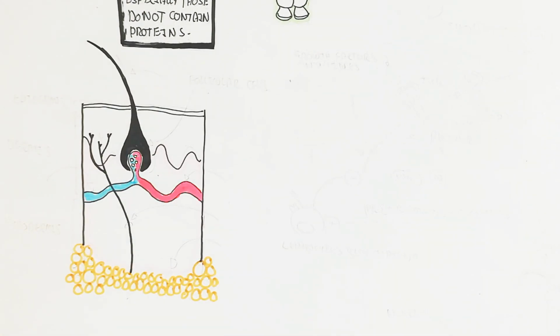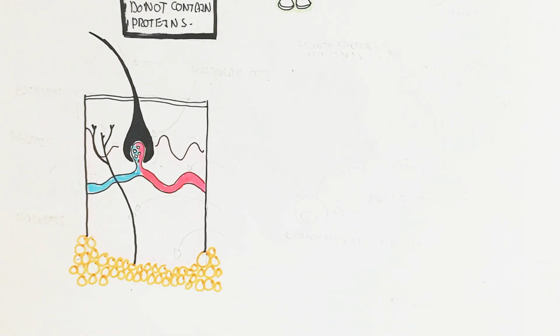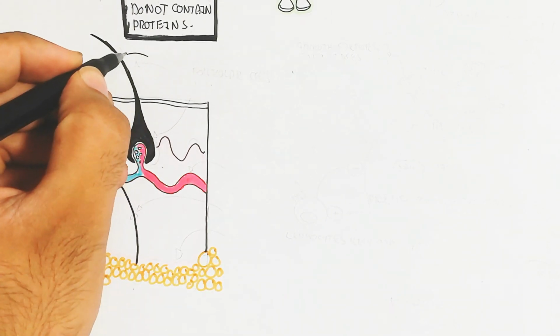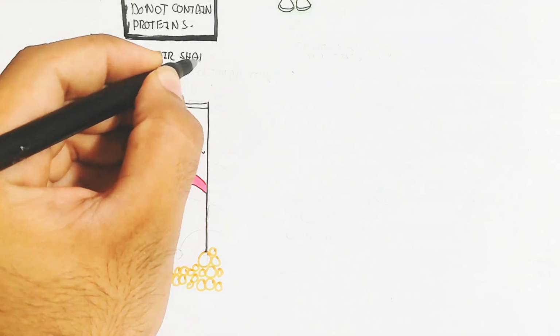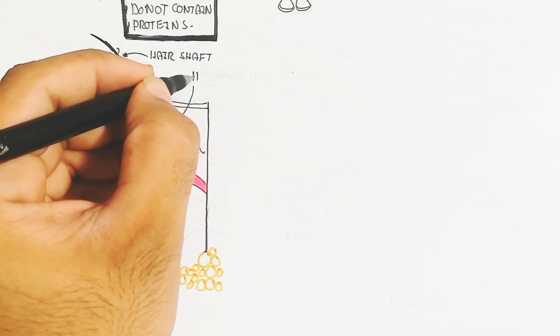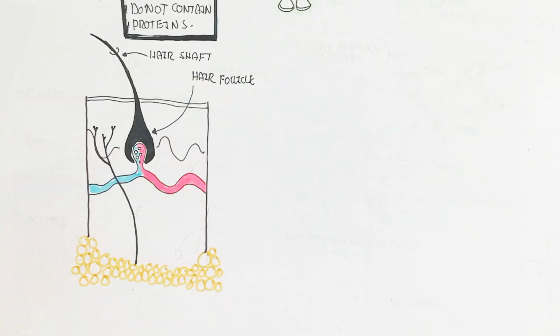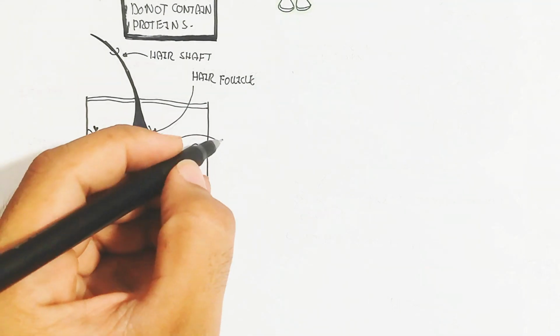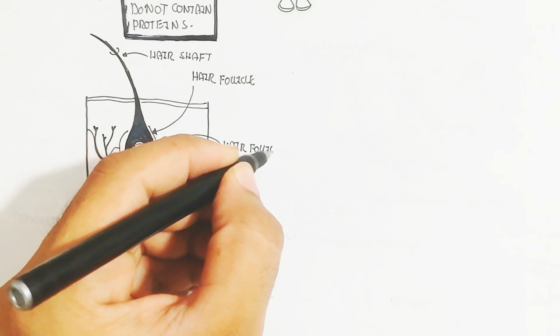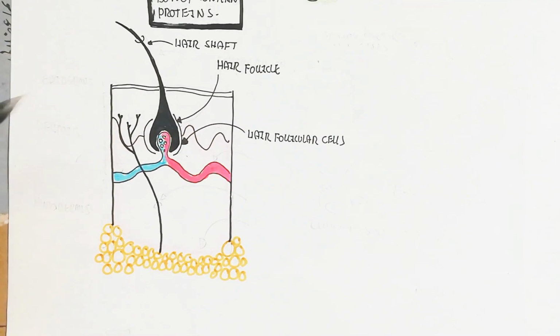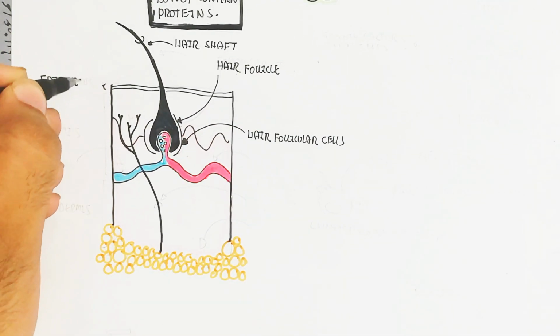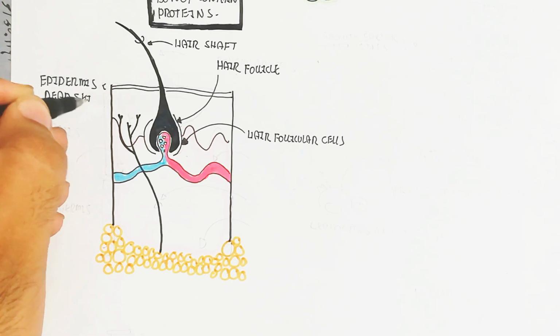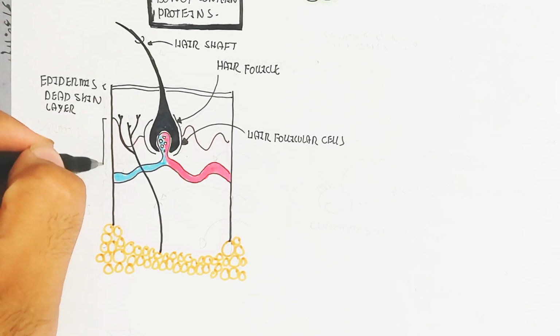Here is the skin, which basically contains hair. This is the hair shaft, the outer part of the skin where the hair appears, and it is dead. And this is the hair follicle. The hair follicle contains a hair follicular cell, and this hair follicular cell is important for the support and development of the hair.